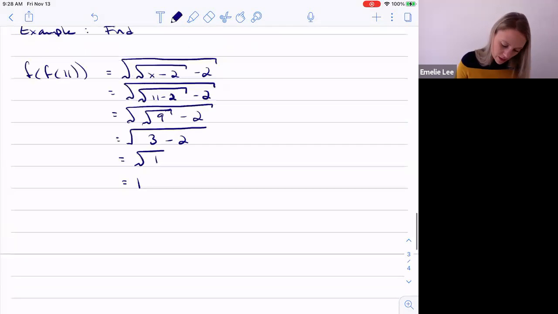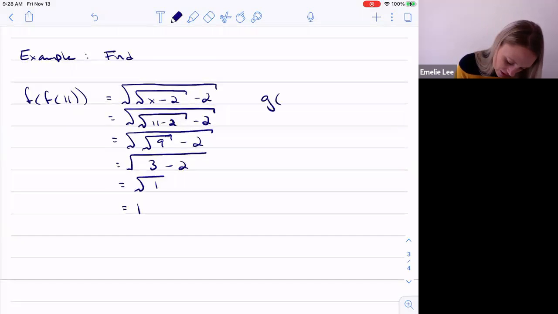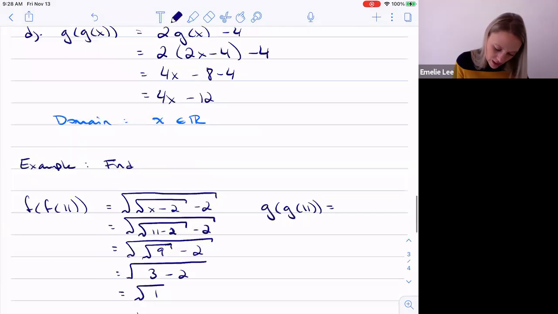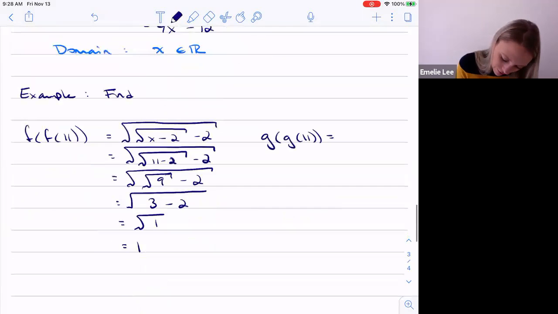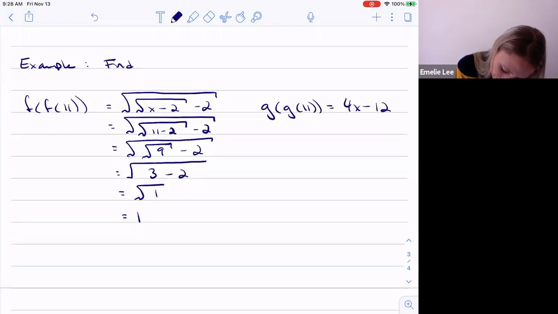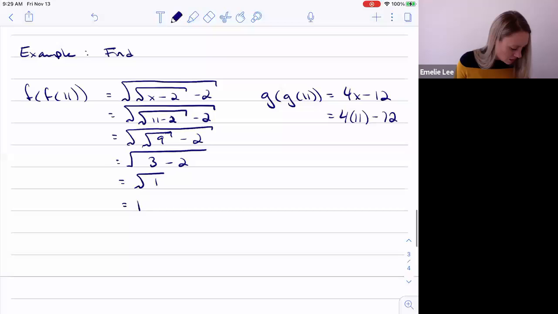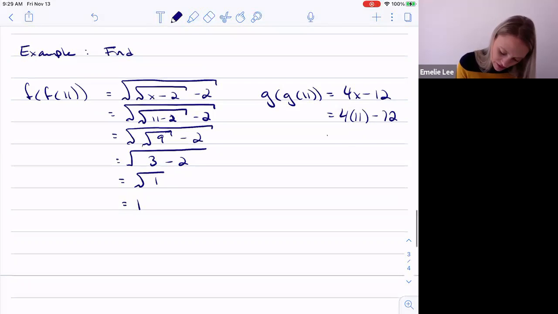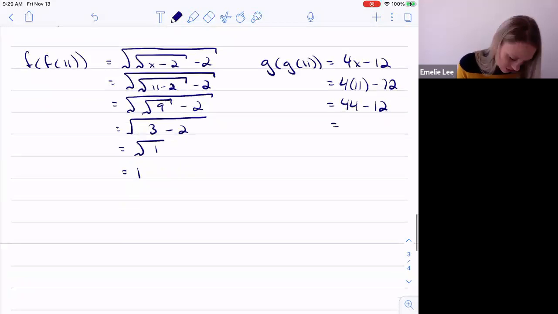Okay. What if I wanted to find g of 11? g of x is 4x minus 12. So I've got 4x minus 12, which is 4 times 11 minus 12. 4 times 11 is 44, minus 12, putting me at 32.